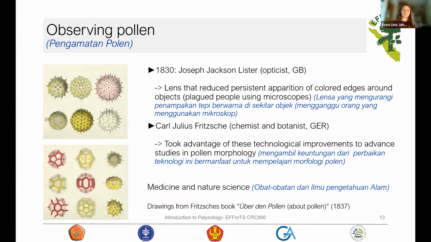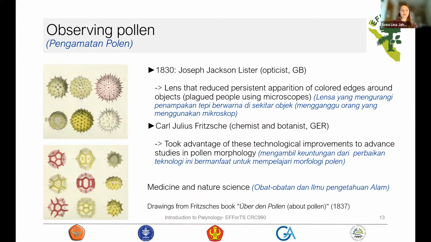And right away, botanists, including Carl Julius Fritzsche, jumped on the train. He was a German person, actually, and took advantage of this technological improvement to advance his studies on pollen, which he had noticed before already, but now could study morphologically. And he produced this first work Über den Pollen, about pollen, basically.